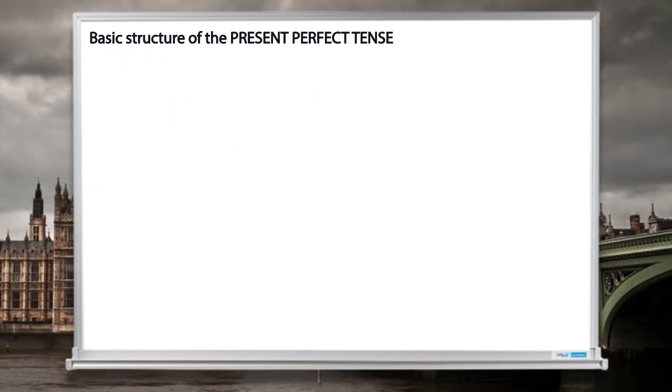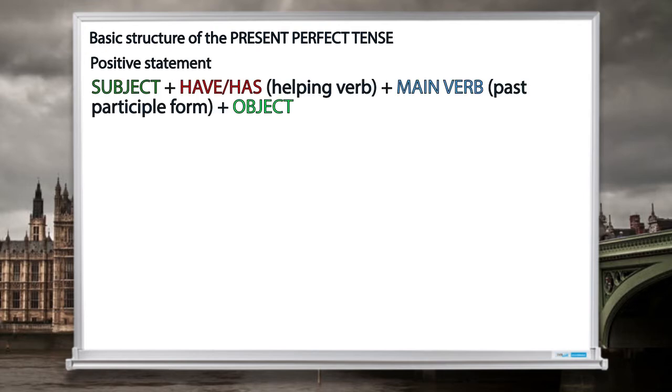Now that we are familiar with the simple use of the present perfect tense, I will say something about grammar structure. Let's take a look at the basic structure of the present perfect tense sentence. A positive statement looks like this: subject plus helping verb have/has plus main verb in past participle form plus object.